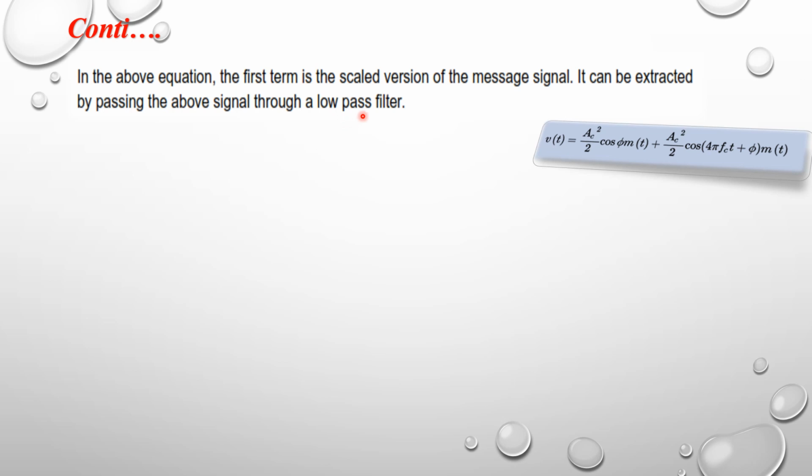The output of the product modulator is connected to a low pass filter. We know that a low pass filter passes the lower frequency signal, and this is the lower frequency term and this is the higher frequency. Therefore, the output of the low pass filter is V output(t) equal to the first term AC square by 2 cos psi into m(t), and the second term is eliminated.